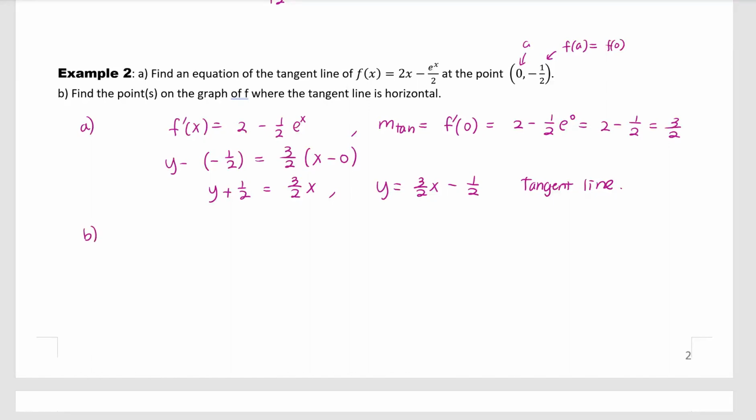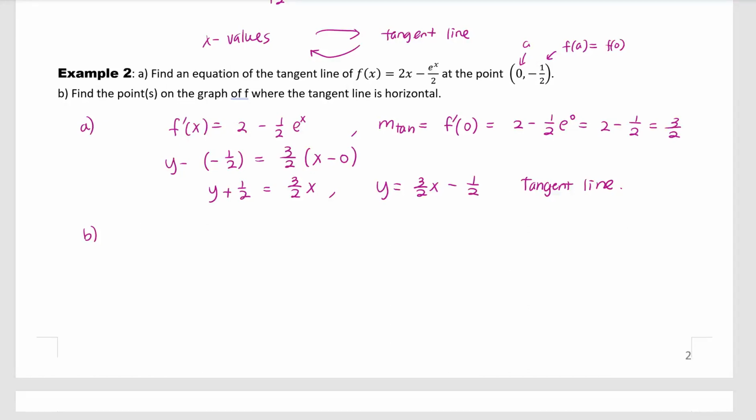Okay. So part B, we're looking for the point on the graph of f where the tangent line is horizontal. So here we have two directions. One direction, I give you the x values, and I ask you to find the tangent line. This is like part A. Well, second direction is I give you the slope of the tangent line, and then I ask you to find the x values. So this is like part B. Okay? So in order to find the slope of the tangent line, we need to know the derivative. We already know the derivative, right?